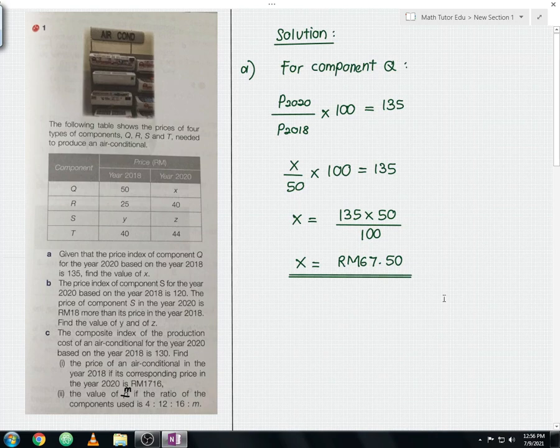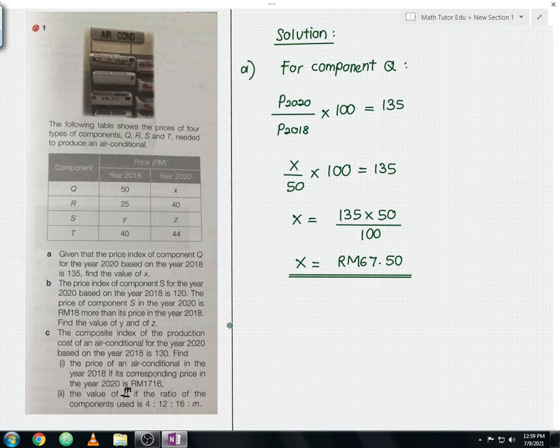From here, let us proceed with our discussion for the question part B. For the question part B, we are required to find the value of Y and of Z. As you can see here, it is involving two variables. When you see two variables, you need to form two equations.